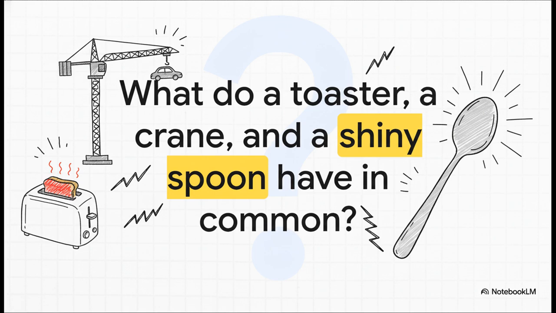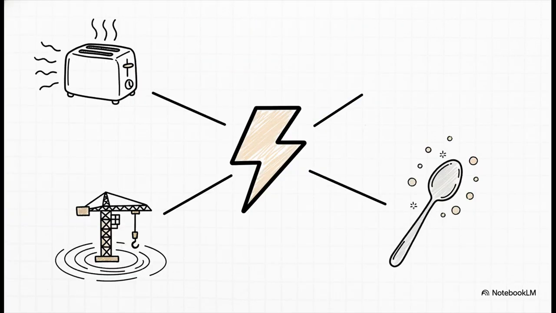Okay, so to get us started, let me ask you something. What could a toaster, a giant junkyard crane that lifts cars, and a simple, shiny spoon possibly have in common? I mean, they seem totally unrelated, right? But they all share a very powerful secret. And yeah, you guessed it, that secret is electric current.